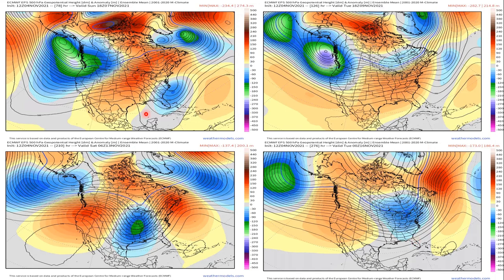So in general, the blue shadings, again, are indicative of troughs, upper level troughs, areas of cooler than normal temperatures, and then generally the orange shading is indicative of upper level ridges, areas that tend to be warmer than normal.